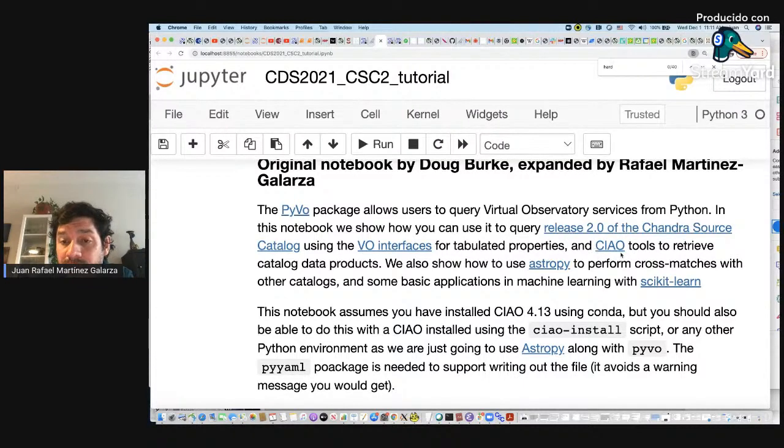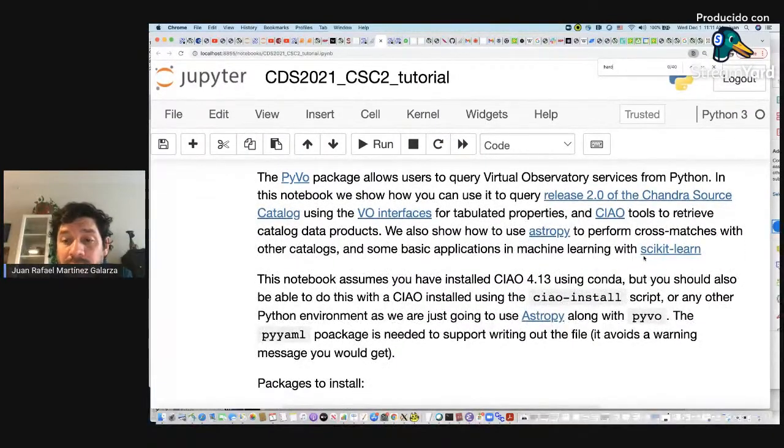So for example, to fit spectra or to create an image from an event file, et cetera, et cetera. That's the software we use. AstroPy, some of you who work with Python might be familiar with AstroPy, gives you a number of tools for the treatment of astronomical data.